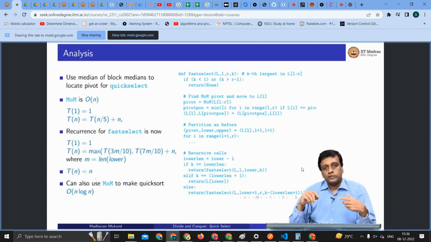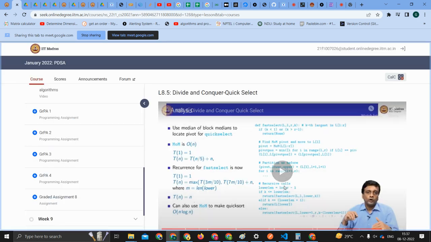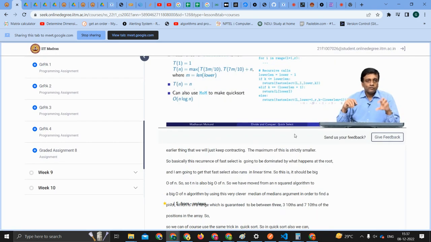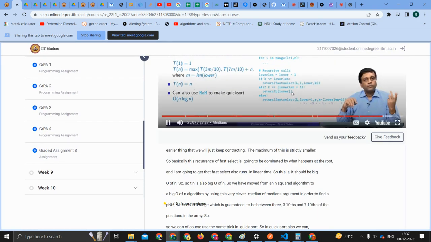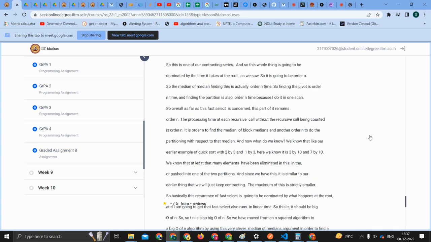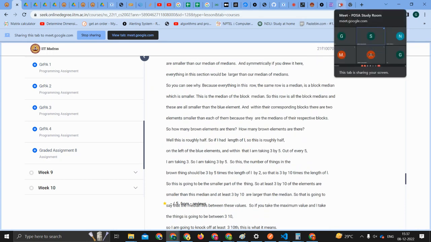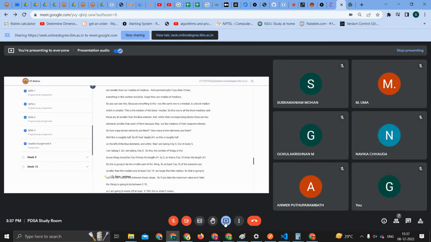So we typically do not use this because this overhead actually makes quicksort slower in the long run, because in the cases where it would run in n log n anyway, by adding this overhead of medians, we are actually doing extra work. But it's useful to know that quicksort can actually be made to run in n log n time in the worst case by applying this median of medians as our pivot strategy.